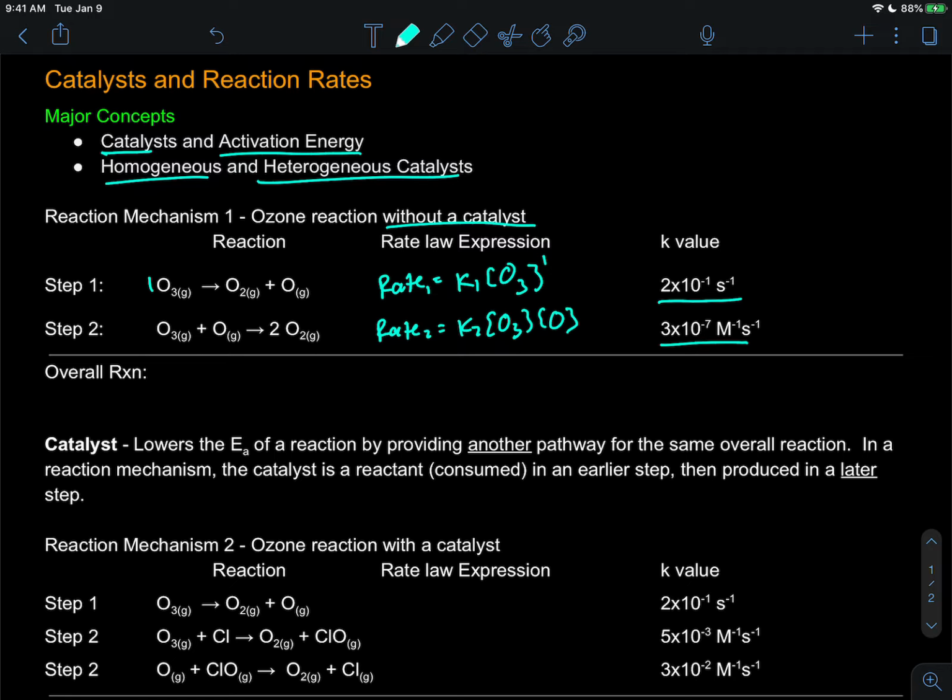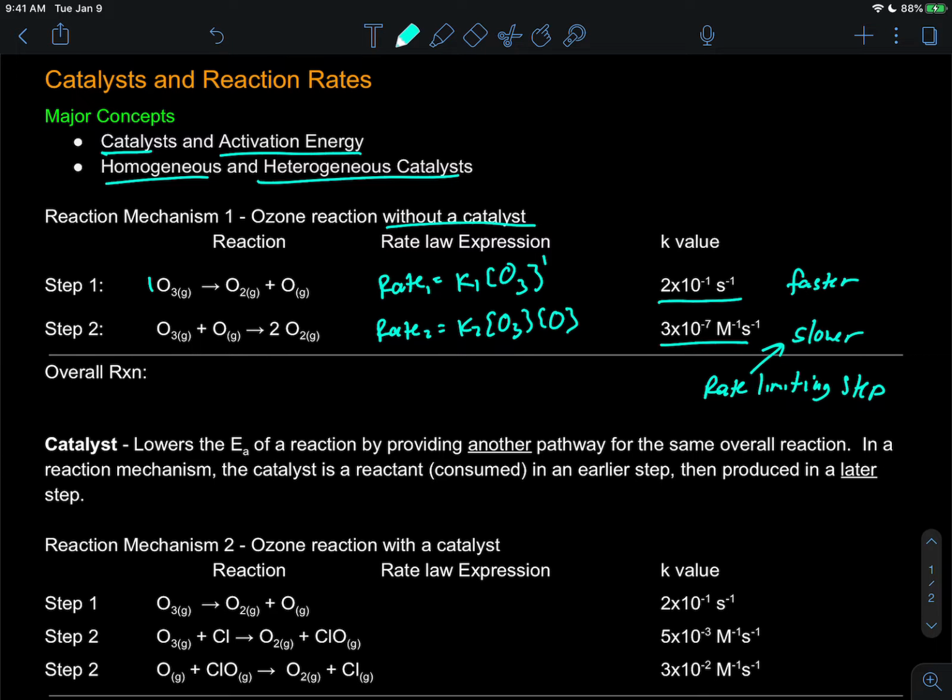And so that can let us know that the first is likely a faster step, and this would be our slower step. And so we see here, this step, our second step, is going to be our rate limiting or rate determining step. And our slower step is going to restrict how fast our reaction can happen.